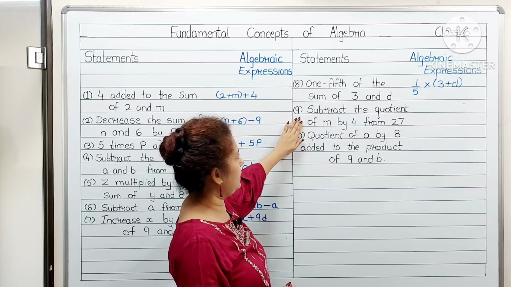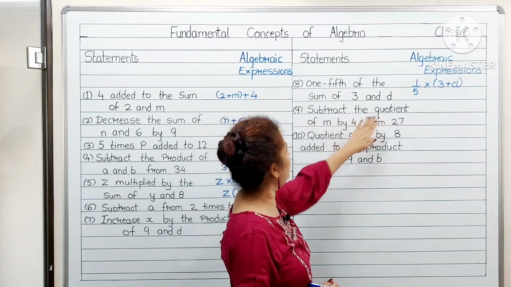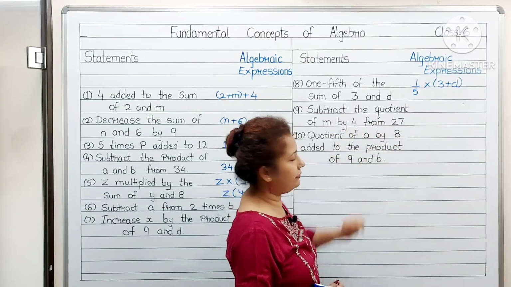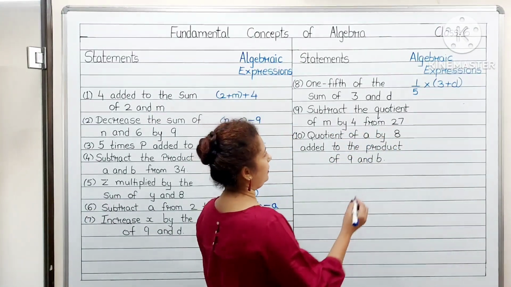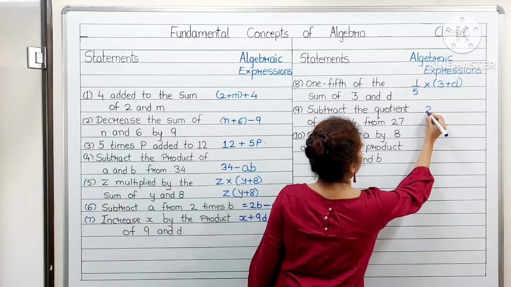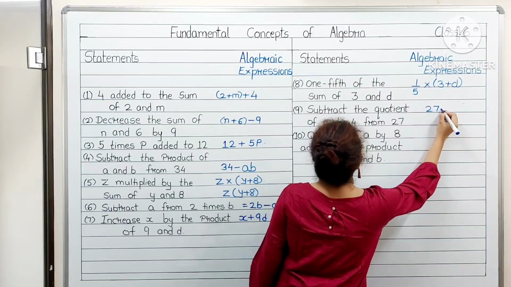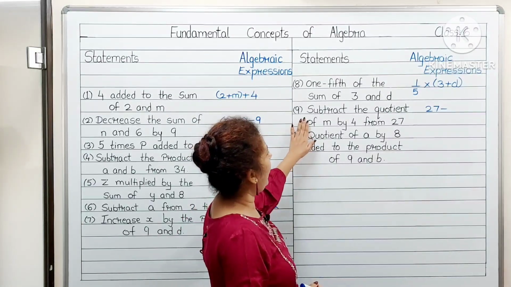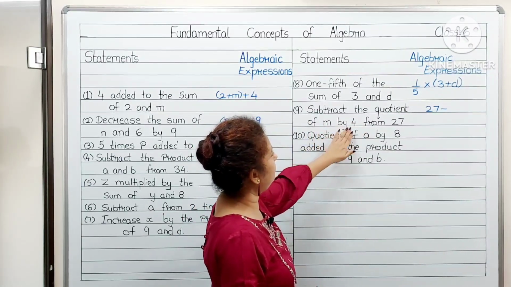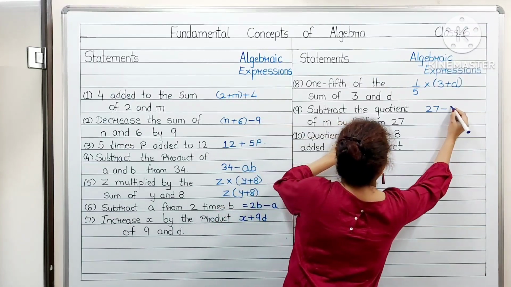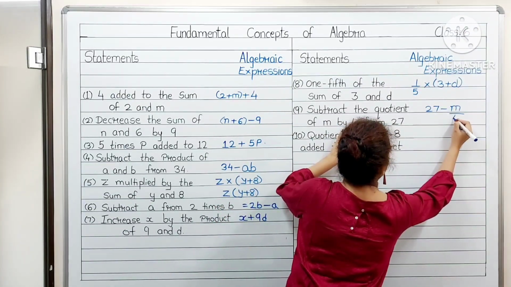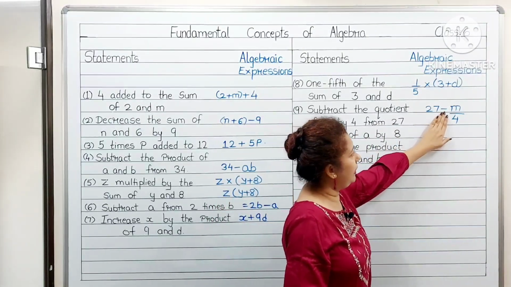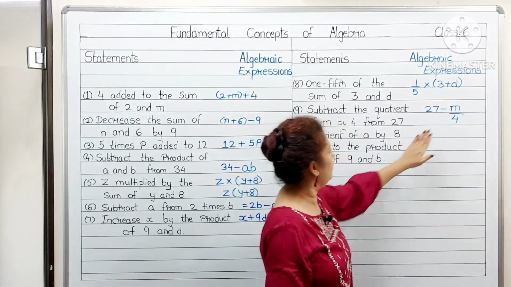Next statement is subtract the quotient of m by 4 from 27. So again from 27, so we will write 27 first and subtract, so we will get the sign of minus and quotient of m by 4. So m upon 4. So the algebraic expression becomes 27 minus m upon 4.